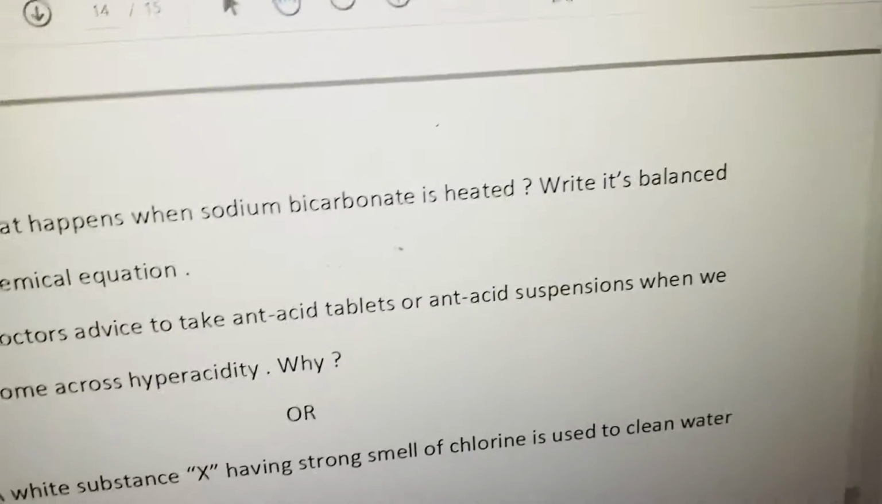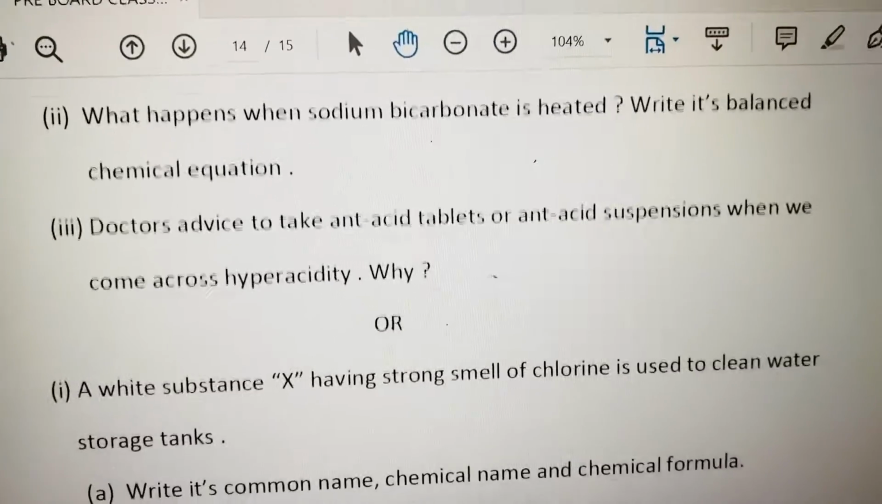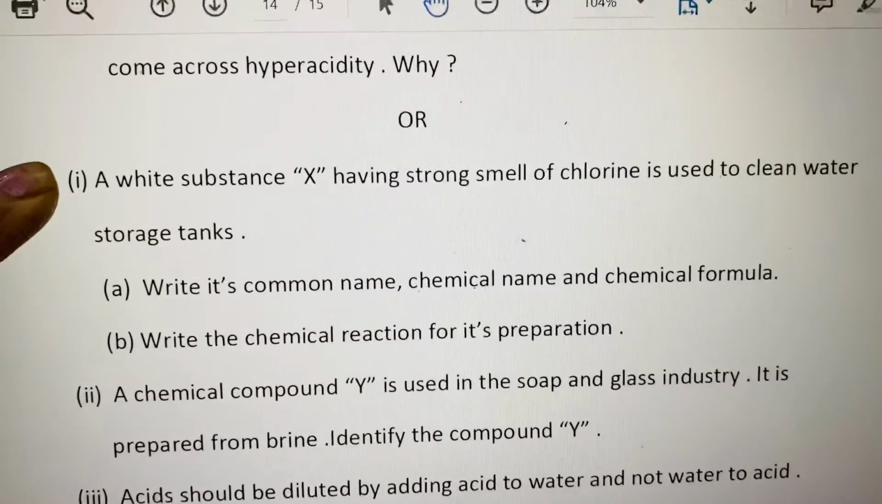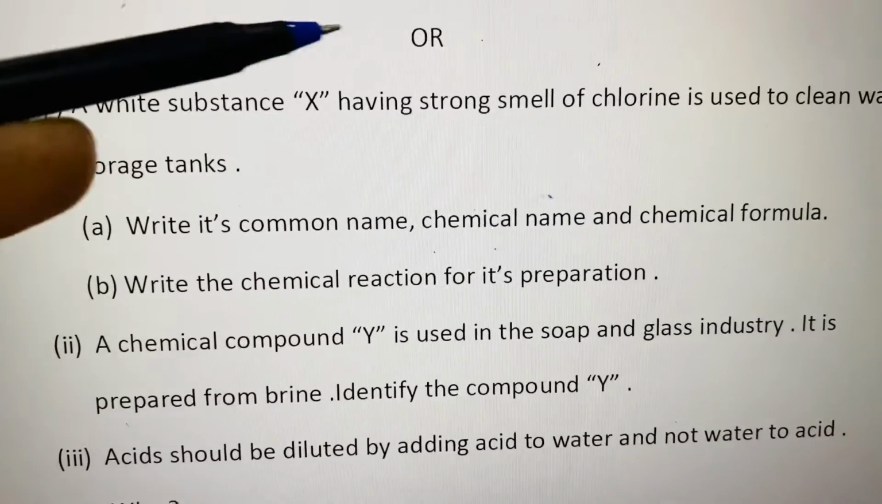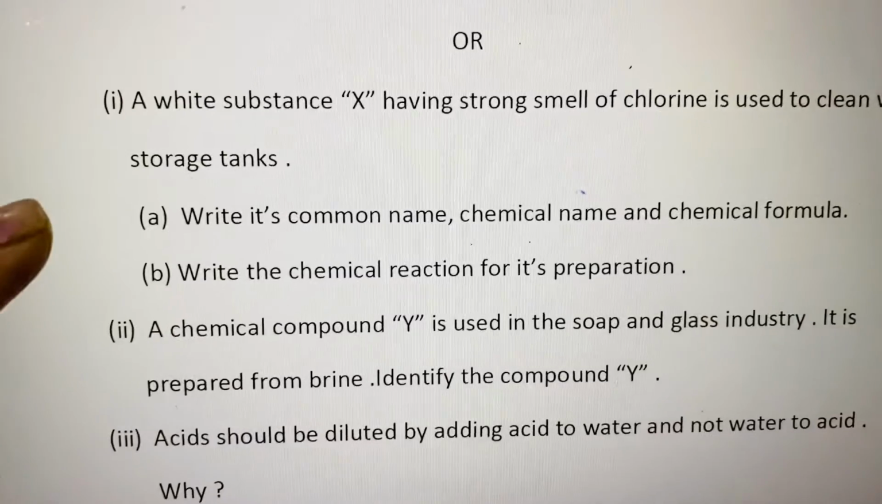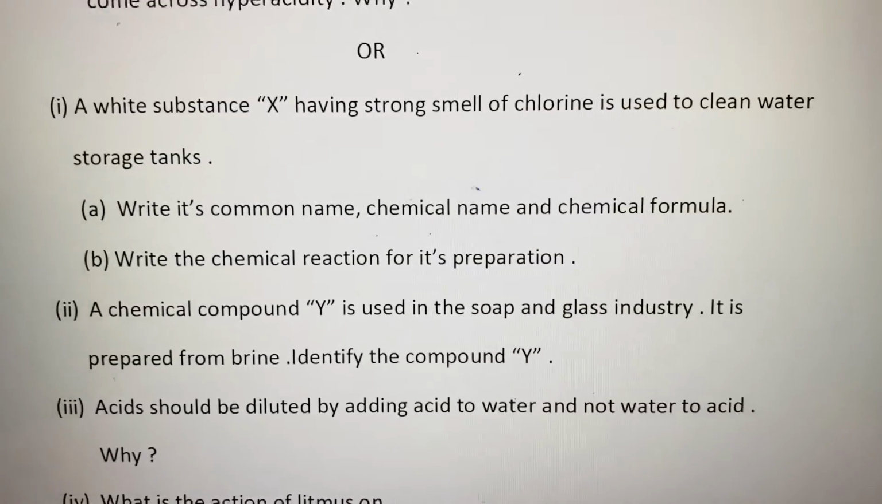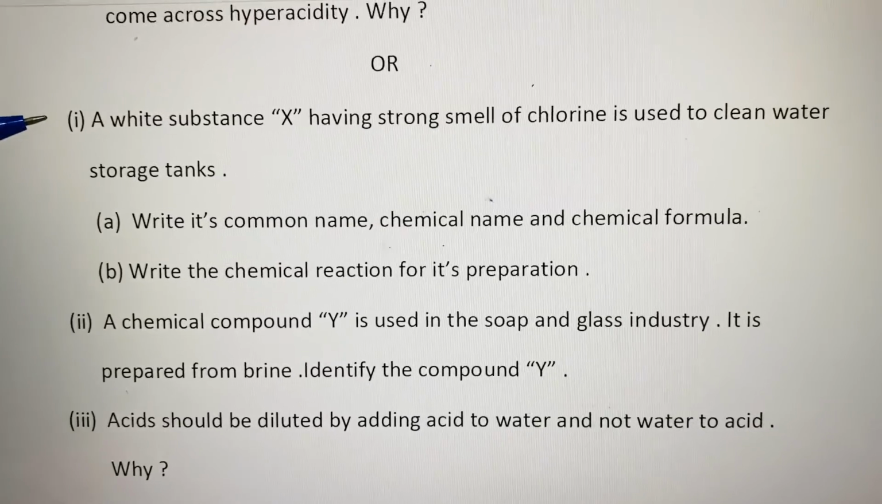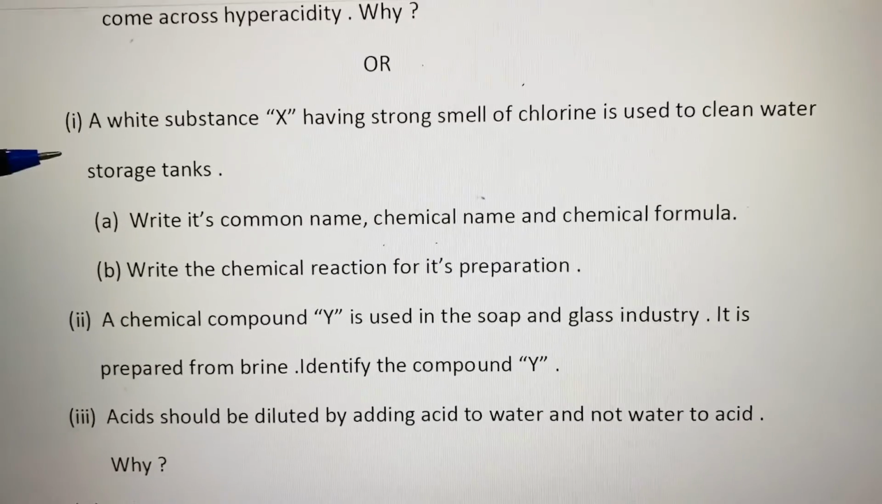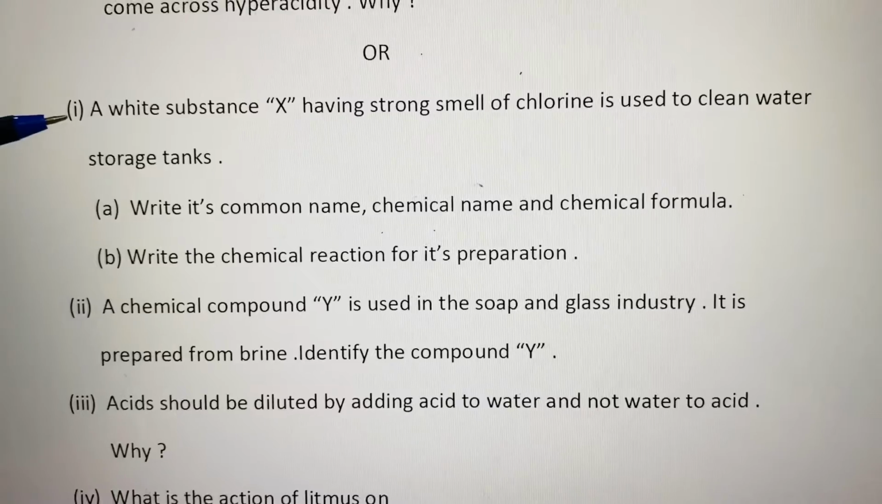Now this was a 5 marks question, and there was an OR option also. In a 5 marks question you get 1 OR option. So first you should read both these options, and then whichever you are comfortable with, you have to attempt that part of the question. So in the OR option, what was the question?